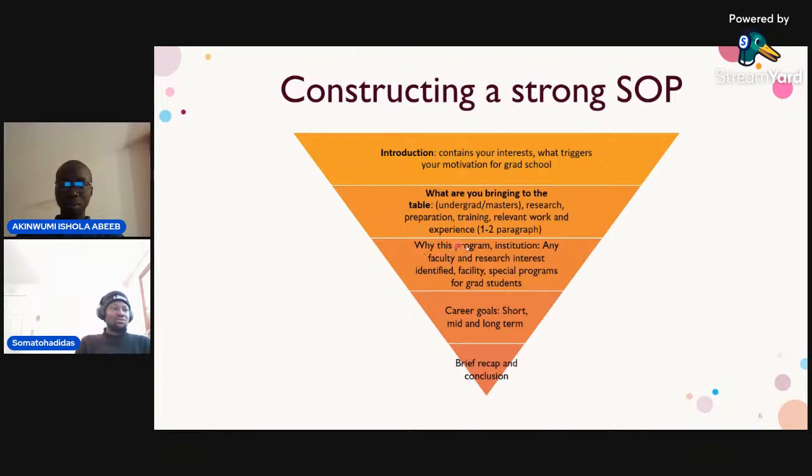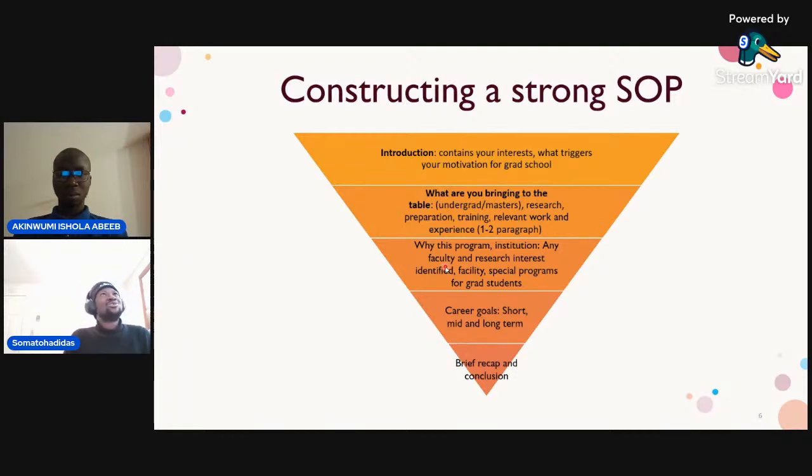So the third way is, I hope I made myself clear here, why this program, why this institution, why are you applying to this program? Why not other programs in other places? Why this institution? Also, during the course of my applications for PhD, I had some couple of interviews in which some lecturers, you know, the interviewing committee or the admission committee were saying that some applicants, what they say is, they say what they already know about the program or the school.